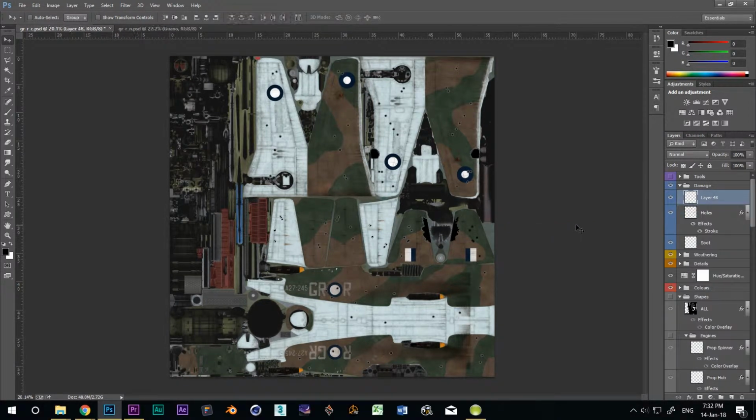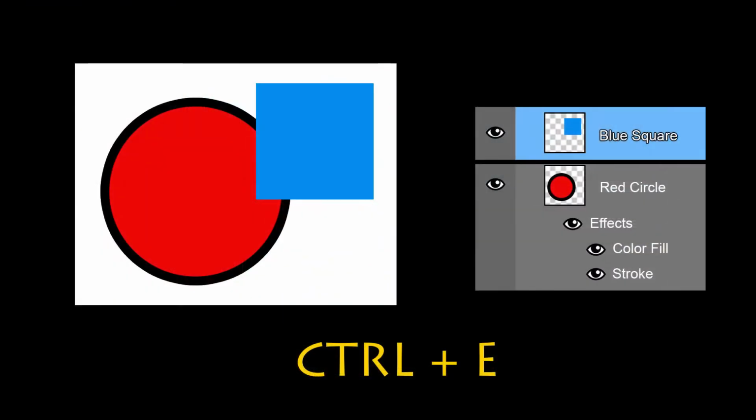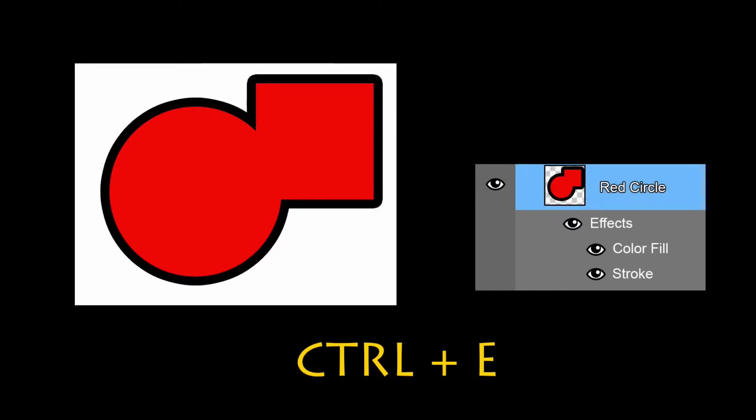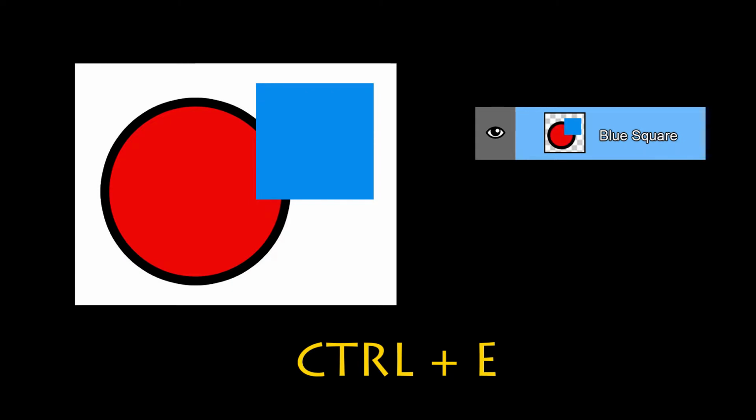Next, I merge all of those selected layers together using Ctrl-E. Then I merge them into the layer below using a second Ctrl-E. When you do this, the upper layer will take on the effects of the bottom layer and its name too. But if you have both layers selected before you merge, the opposite happens. The bottom layer takes on the name and effects of the top layer.